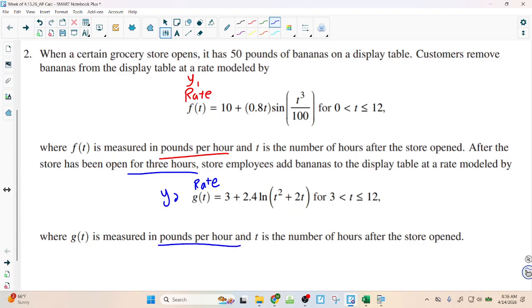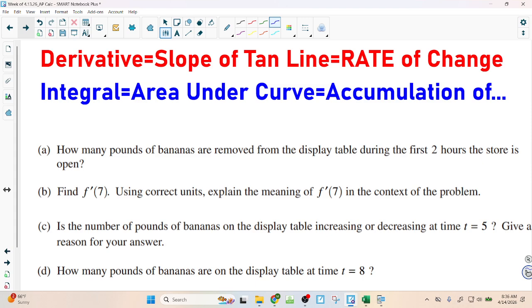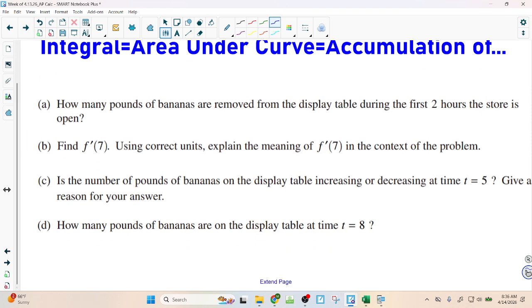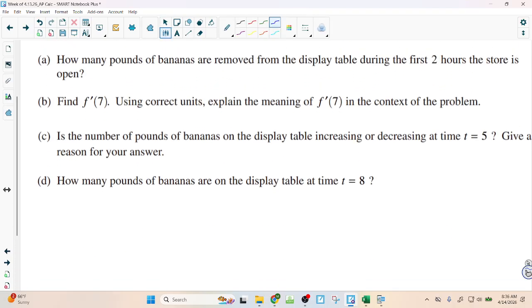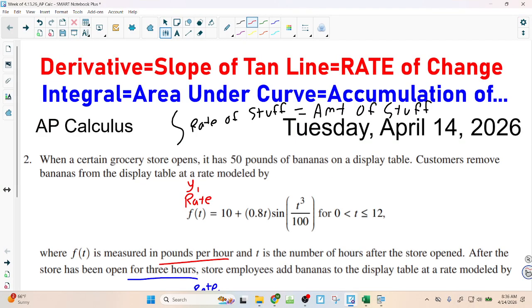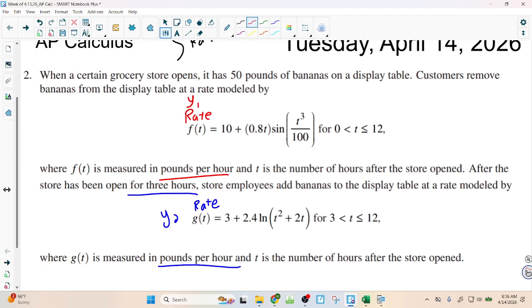This is a calculator question. You can use a calculator on it. The first question is, how many pounds of bananas are removed from the display? Removed. So I got to know whether that's going to be y1. I think that's y1, right? So the removing bananas, I guess this is the rate out. Customers are taking the bananas. They're going away. We're removing bananas.